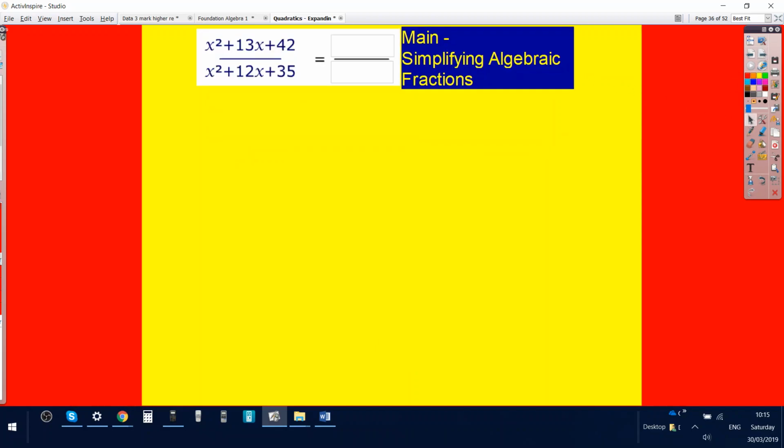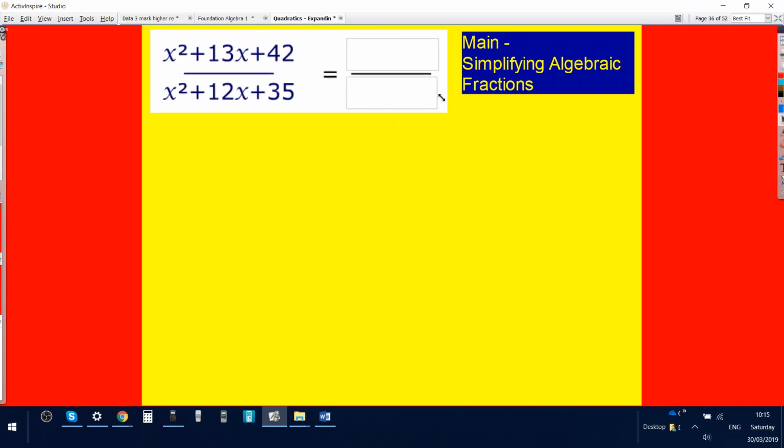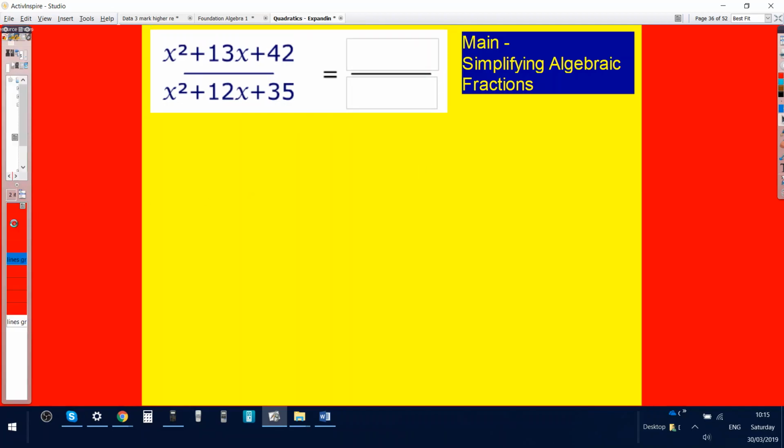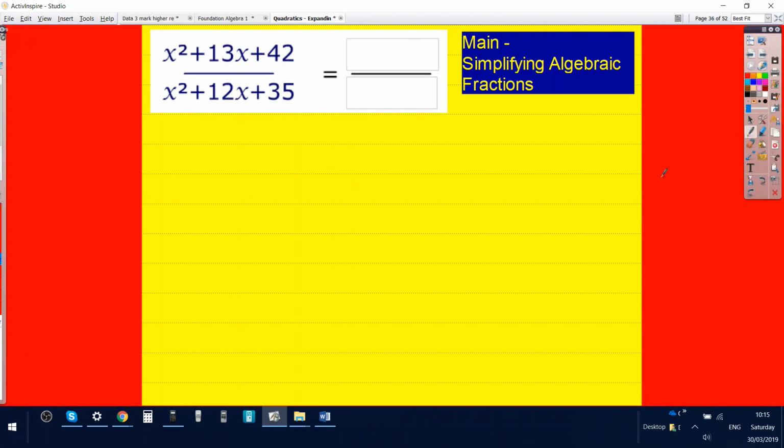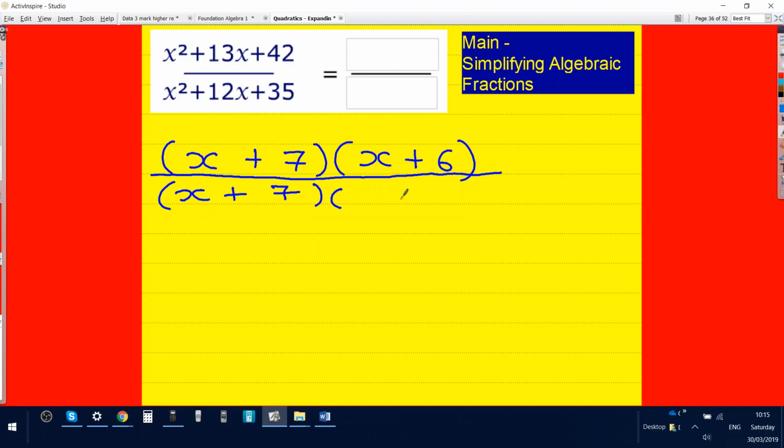Any idea how you simplify this fraction? Okay, so would you have to factorize it first? Yeah. Okay. So the first one would be x plus 7, and then x plus 6, and then that will be over x plus x will be x plus 7 and x plus 5.